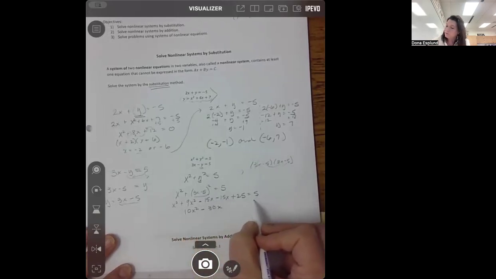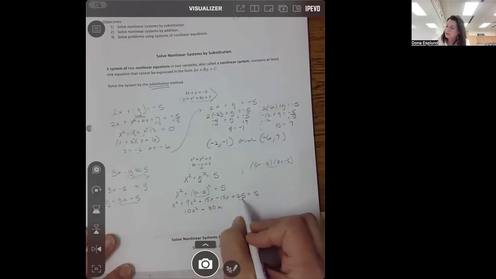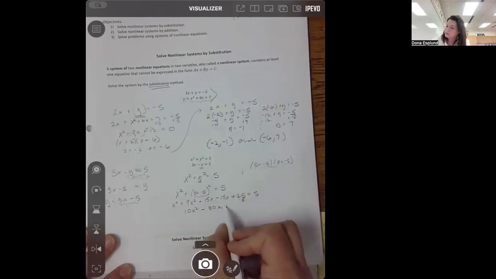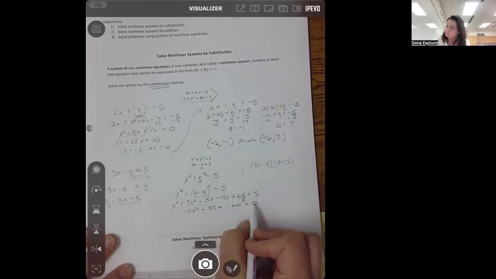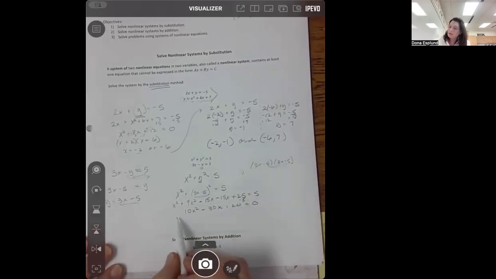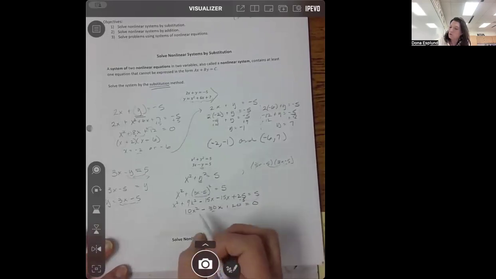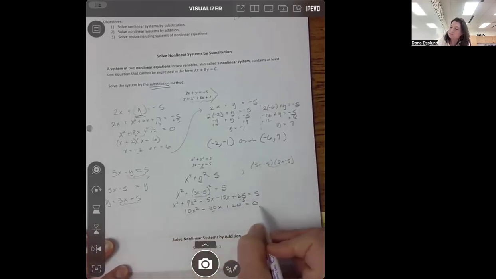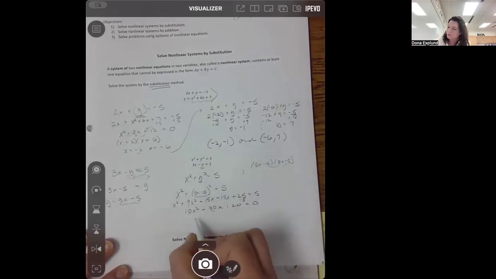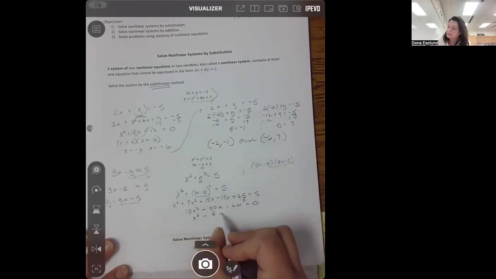And then I'm going to move my 5 over, subtracting 5, plus 20 is equal to 0. Now, if you notice, I have a 10, a 30, and a 20, all are factors of 10. So I can divide both sides by 10, because 0 divided by 10 is just going to be 0. So I'm going to end up with x squared minus 3x plus 2 is equal to 0.